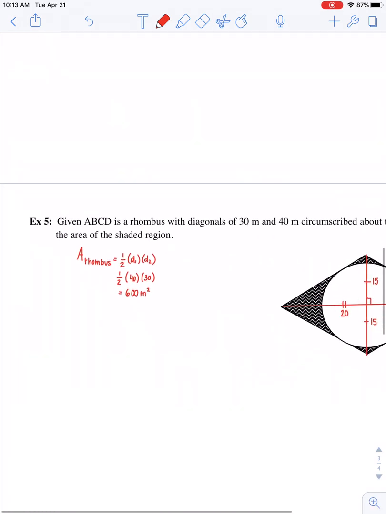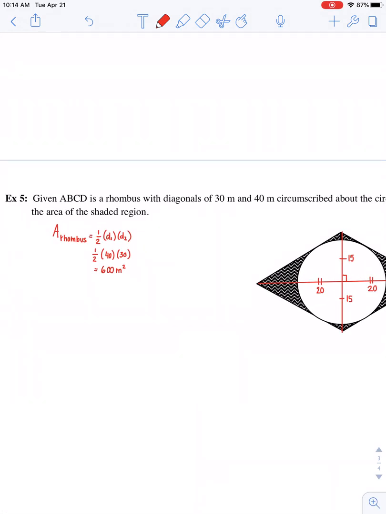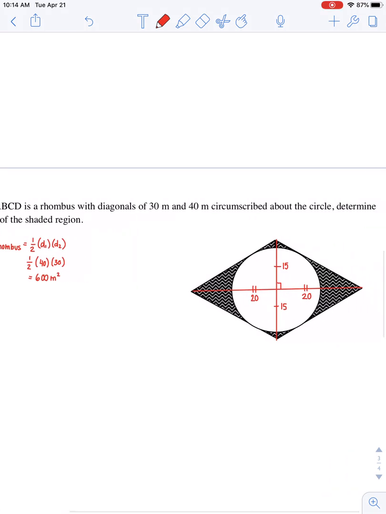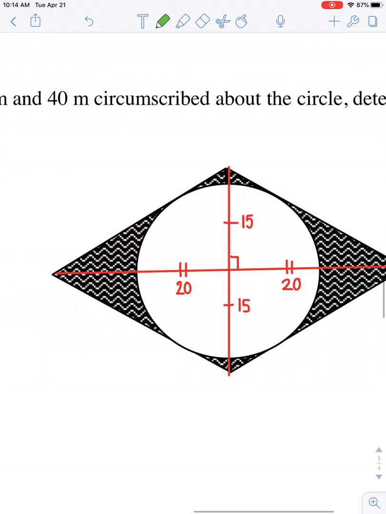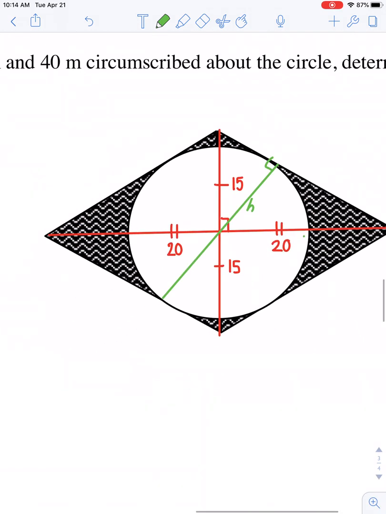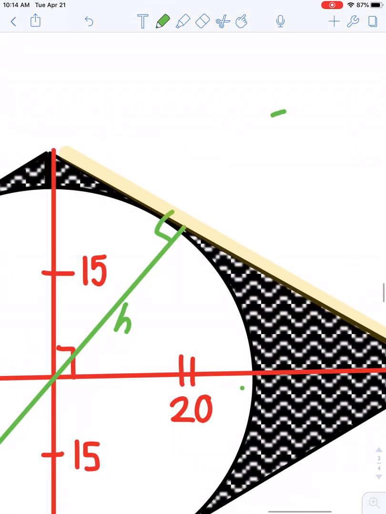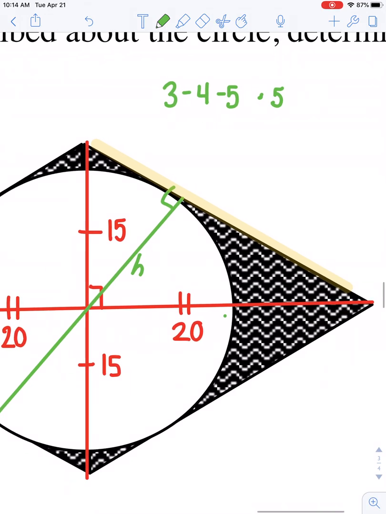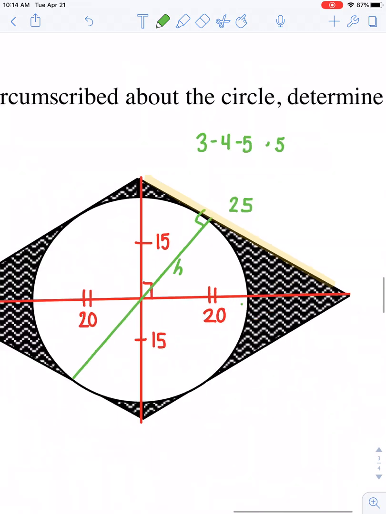You might ask, well, what do we need to do now? How can I figure out the area of this circle? Well, if we find out the height of this rhombus, so our height would be here, and it intersects perpendicularly. We also could figure out this side length here of the rhombus, because another area formula is base times height. Well, this is a 3, 4, 5 triple that we multiplied by 5. Therefore, this side here would be 25.